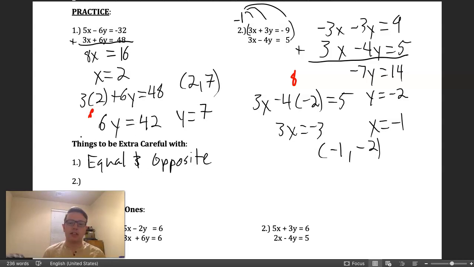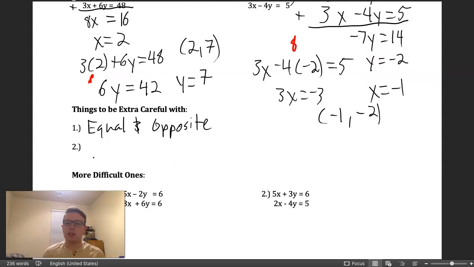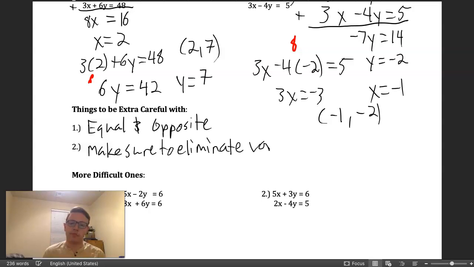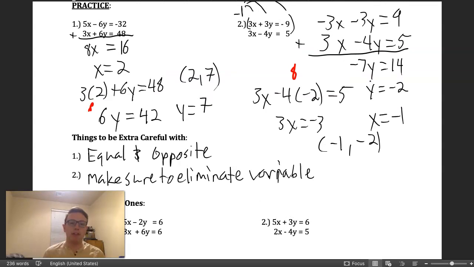So we want to make sure that these are equal and opposite. And the other thing we want to be careful of is we want to make sure we eliminate a variable. Because if we don't, then we can no longer solve. This whole method is reliant on getting one variable by itself so we can solve. So these are the two things you need to look out for.